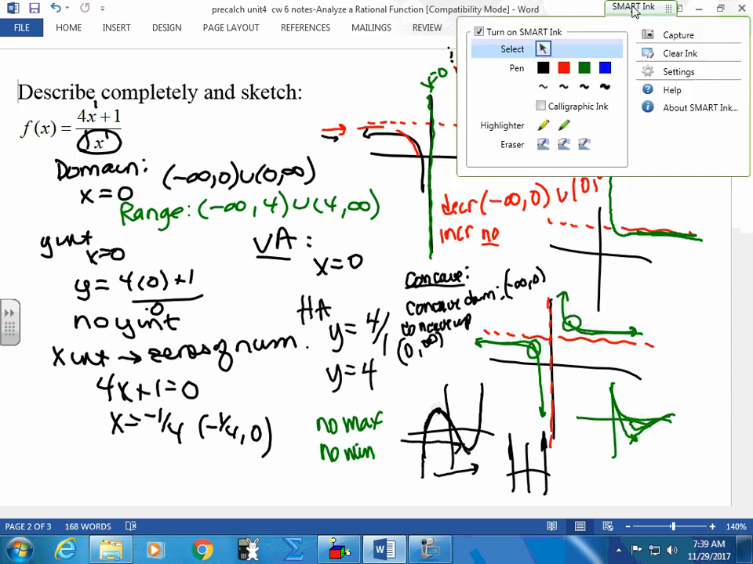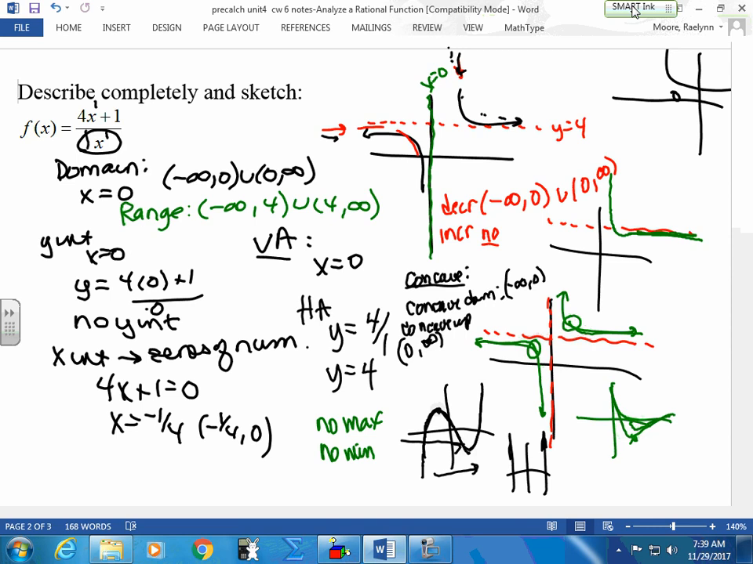Okay, let's try another one. Take the next graph and put that in your calc, please.